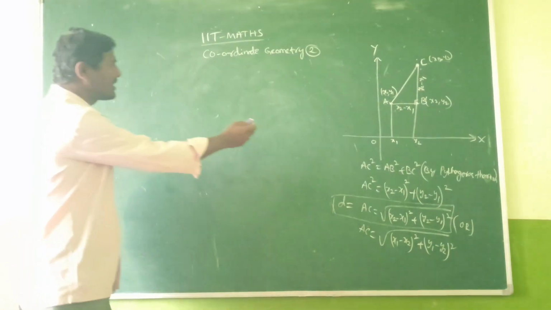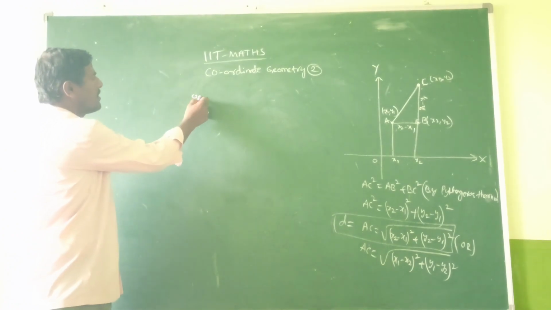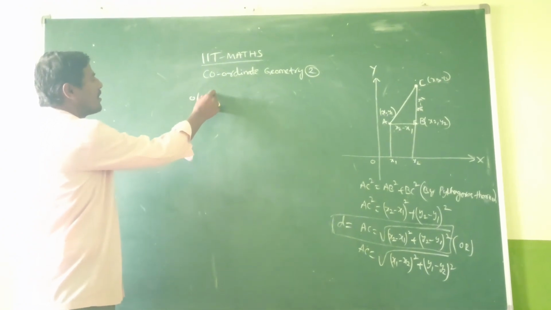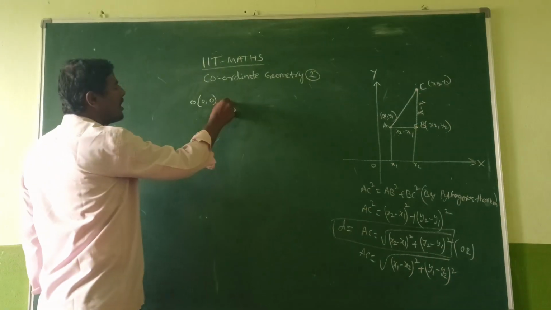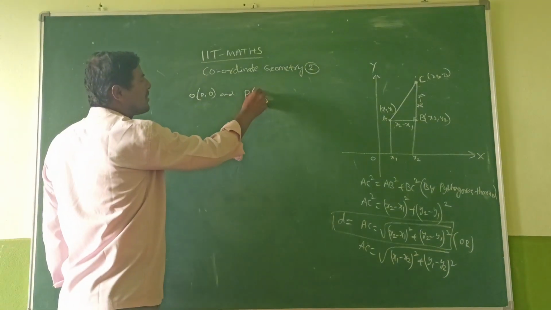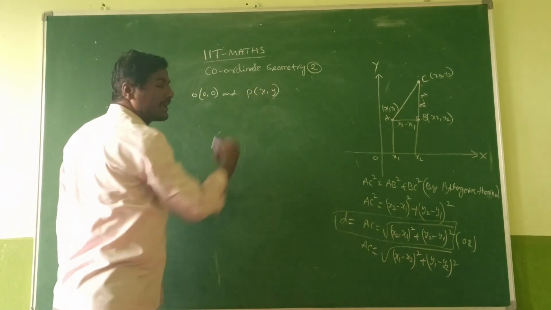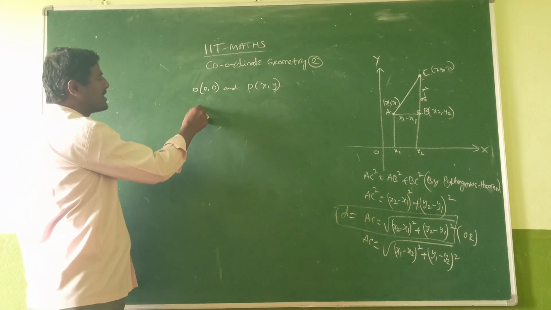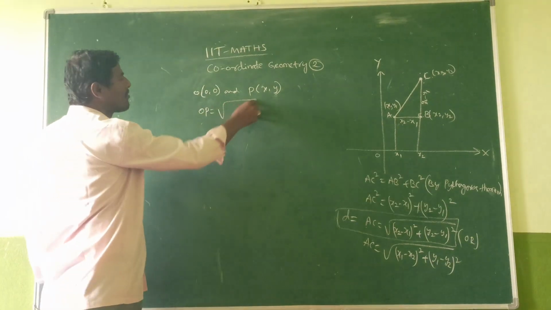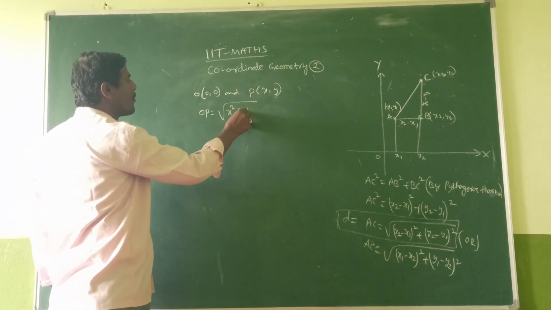Now we can take the origin (0, 0) and a point P, any one point (x, y). Then the distance between the points O and P equals the square root of x square plus y square.